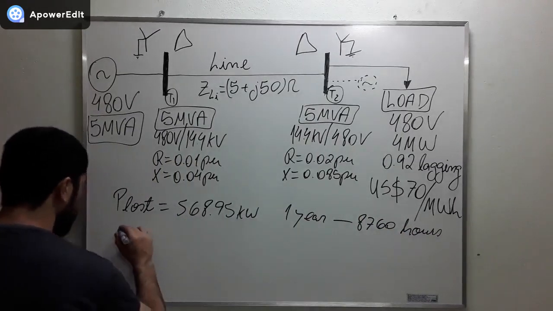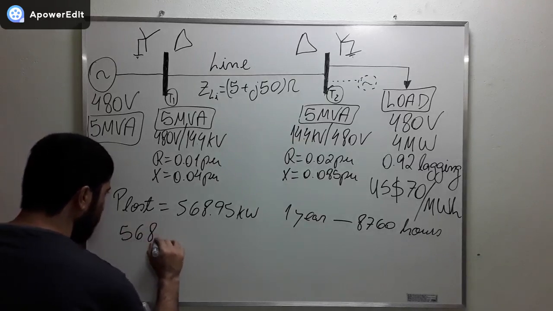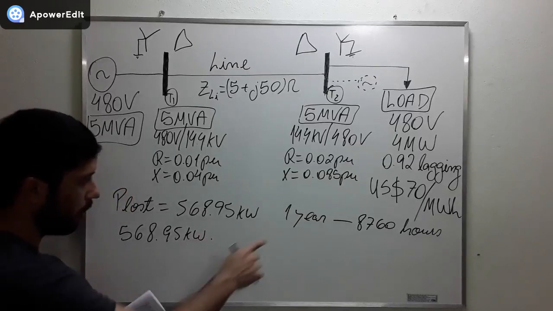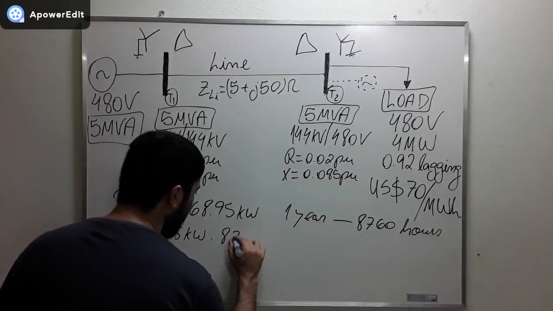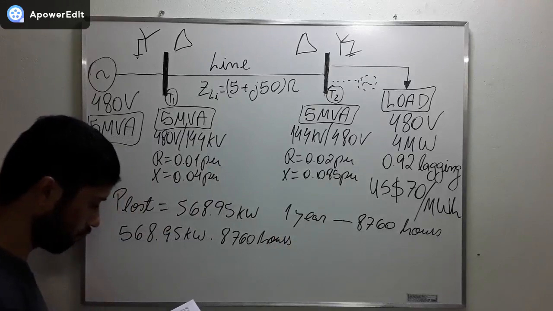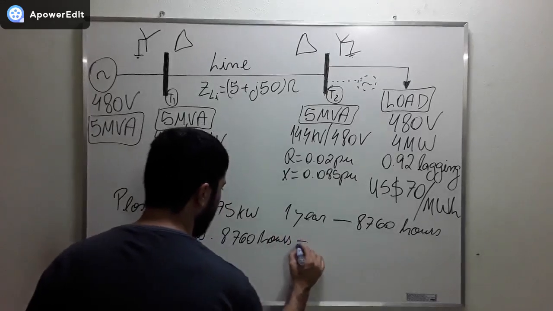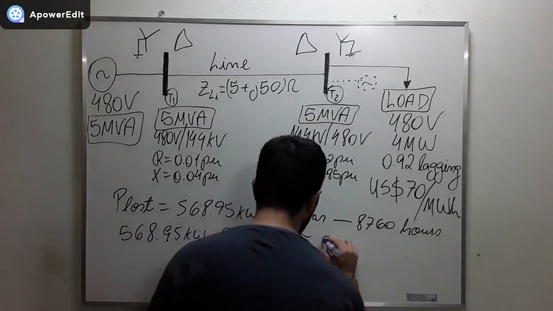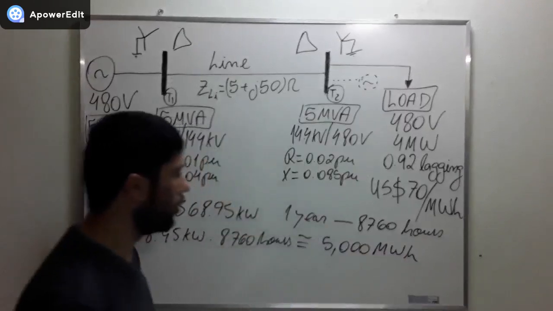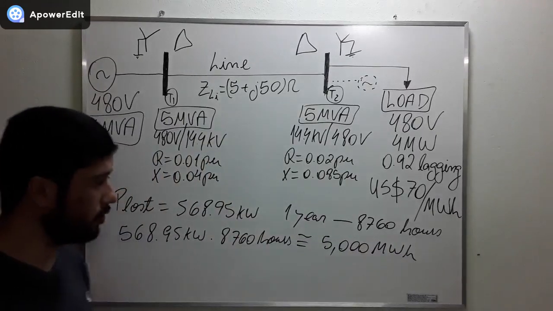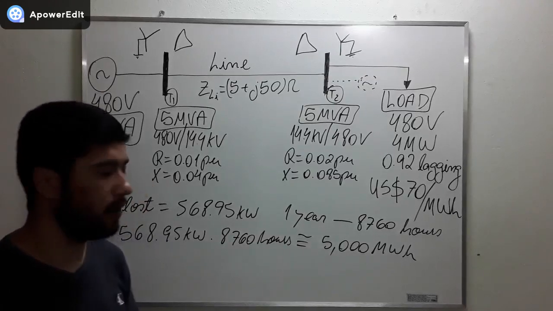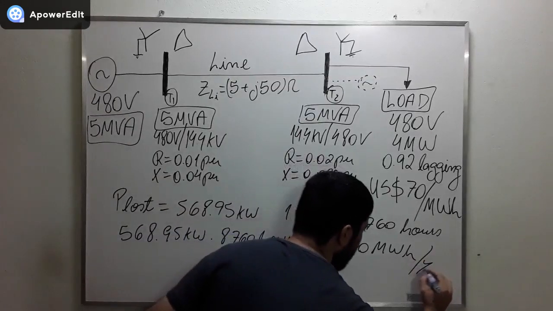Then, if we multiply this 568.95 kilowatts by the amount of hours, 8,760 hours, we get approximately 5,000 megawatt hour. Okay? So this is how much we lose. This is the energy, not the power. This is the energy that we lose in a year. So it is per year.